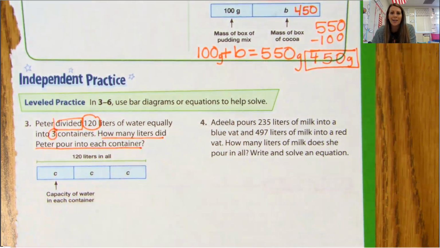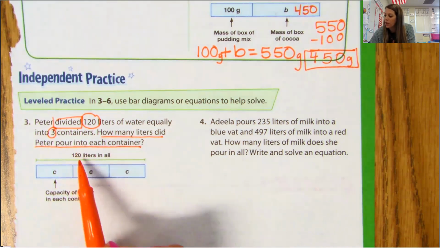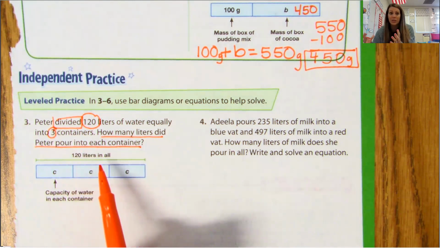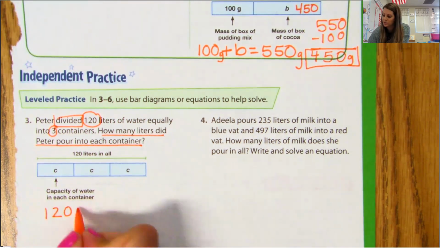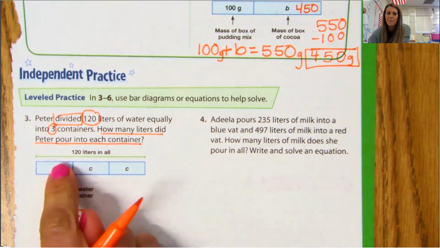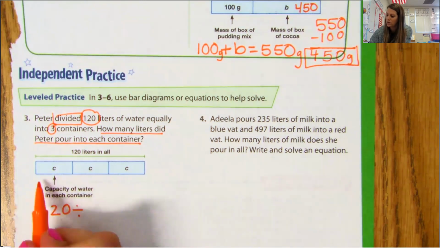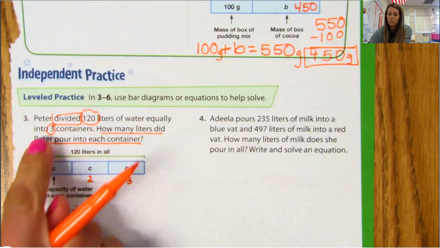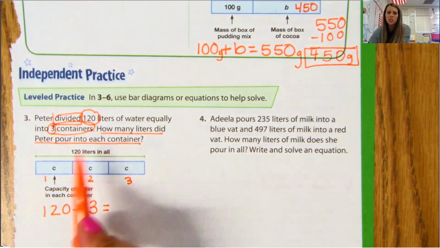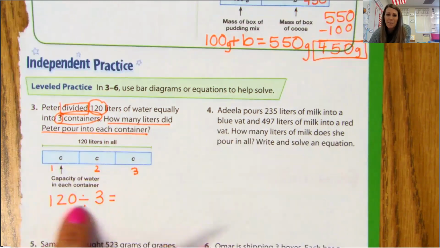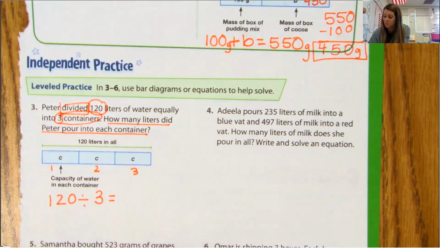Okay, well, we know when we divide, the greatest number has to go first, right? So we know in all, it was 120 liters that we started with, right? And he divided it into how many containers? Well, this is where that picture kind of helps us. How many containers are there? 1, 2, 3. 3 containers, right? And we want to know how much is in each container. Well, this is a big number. Don't get intimidated by this big number, 120, because there is a division problem that you know inside of this.